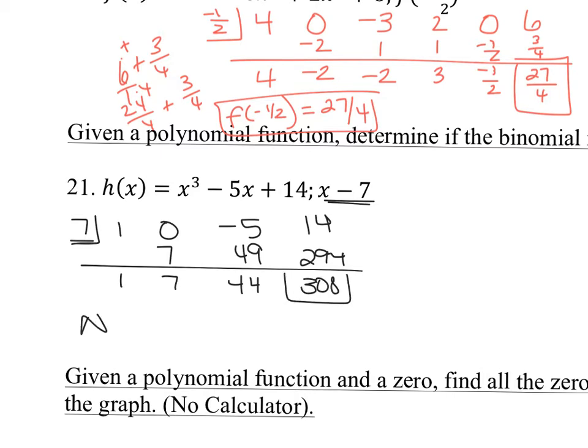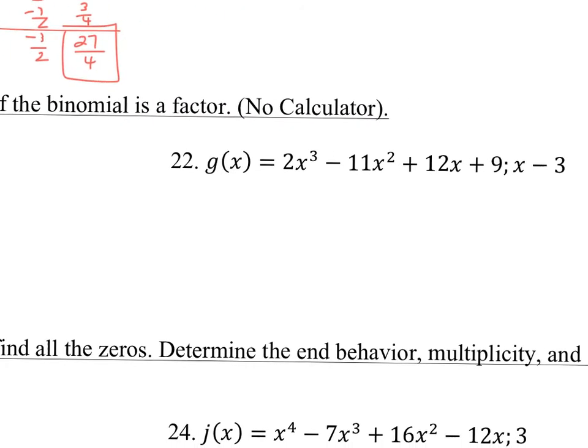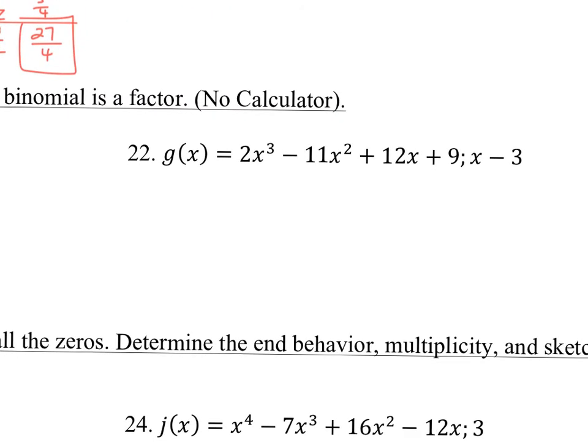No. x minus 7 is not a factor. Why? Because the remainder is not 0. Let's go ahead and try this one. Try 3.